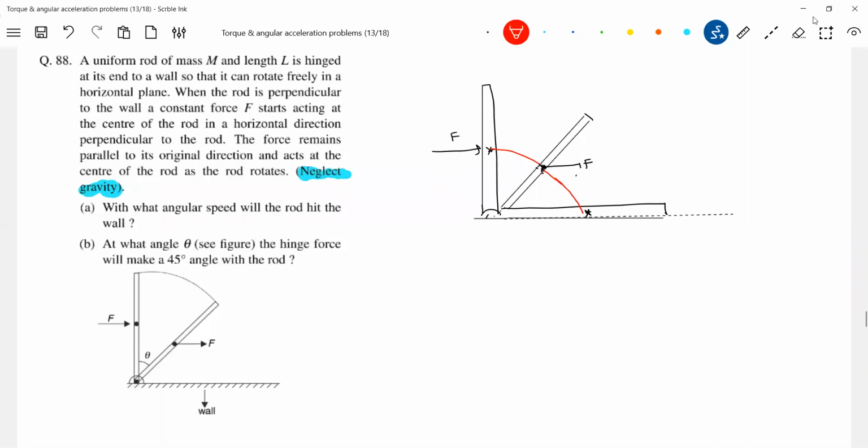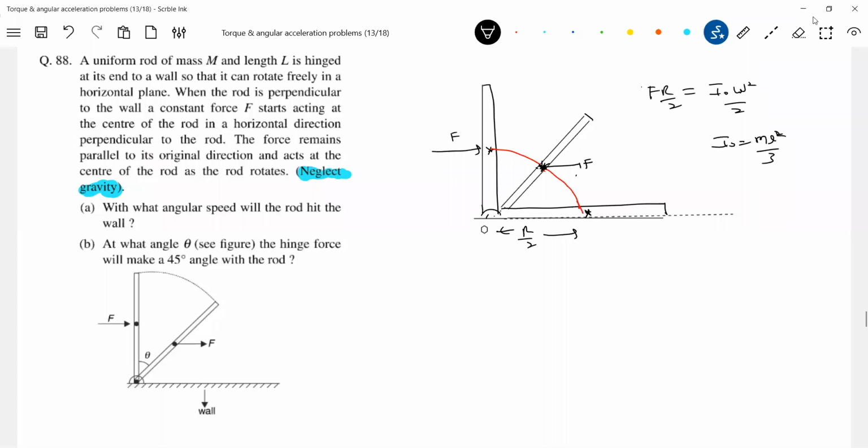Just make some observation, it'll be easy for you. Then what is the displacement it will undergo? The point of application of force, R by 2. So go back to the work done. F into R by 2 should be equal to moment of inertia, IO omega square by 2. What is IO? ml square by 3. Simplest way you can conclude the problem, you know.